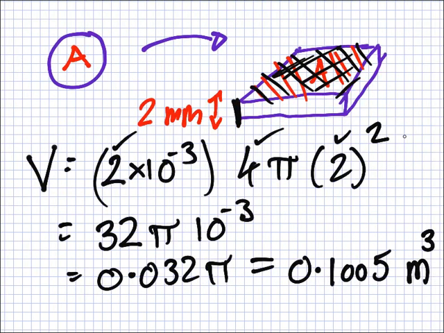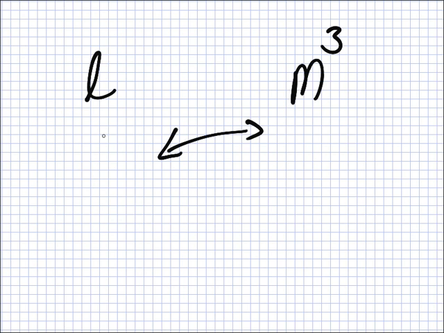Now, I didn't say what's the volume. I said how many liters. Does anybody know the relationship between liters and meters cubed? What is it? 1 liter equals 1 meter cubed? No. 1,000 what? 1,000 liters is 1 meter cubed. Yes, that's it.